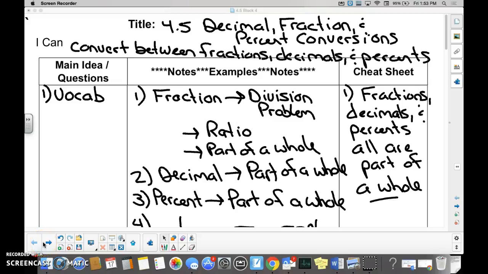4.5 decimal fractions and percent conversions. I can convert between fractions, decimals, and percent. Thank you. Ismail, you can convert between fractions, decimals, and percents.